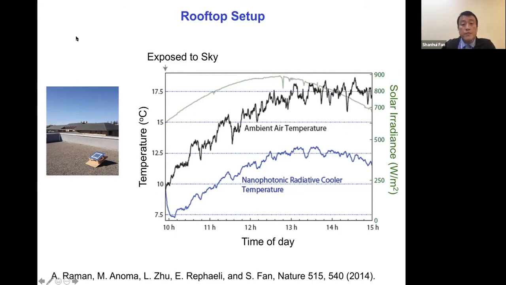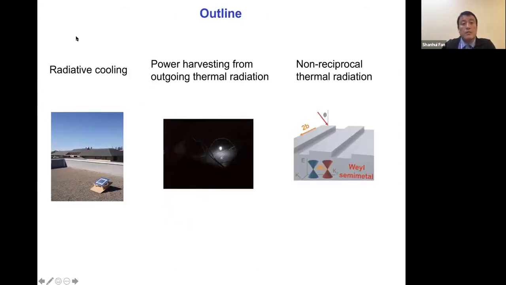So with this very brief introduction of radiative cooling, I hope to give you a direct and hopefully interesting effect coming from outgoing thermal radiation from Earth to the outer space. One interesting avenue, once you see that there is such an outgoing thermal radiation, is to ask how much power, or how much electricity, can one actually harvest from such outgoing thermal radiation.